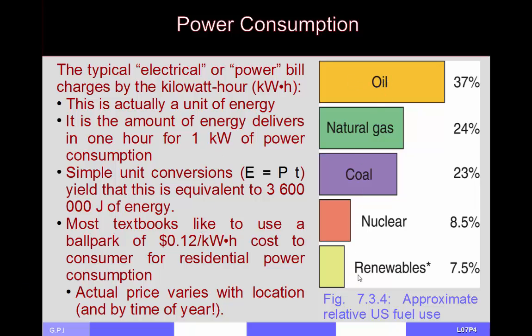This right here is a breakdown of the U.S. fuel use. About 37% of our fuel is oil, 24% is natural gas, 23% is coal. A paltry 8.5% is from nuclear power. And then everything else is about 7.5%. All these renewables include things like solar power, wind power, geothermal energy and so on.